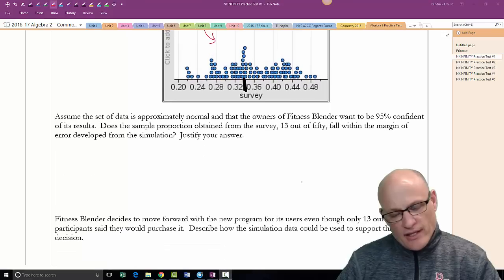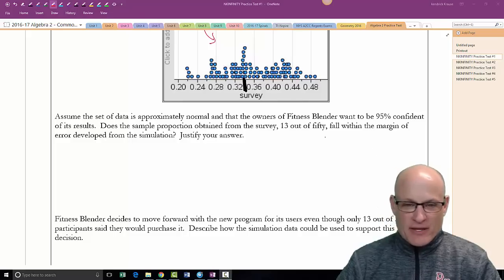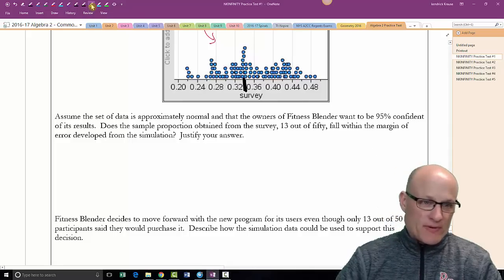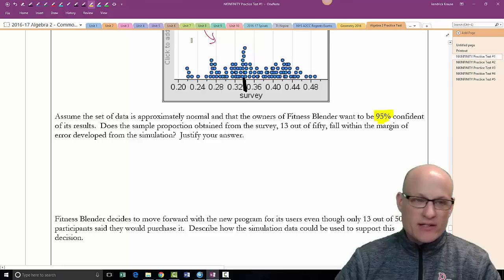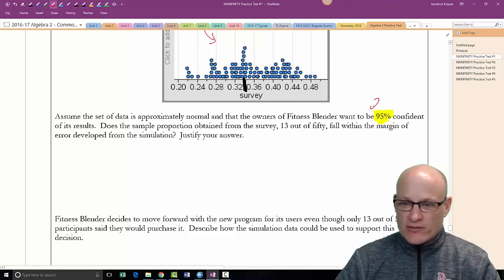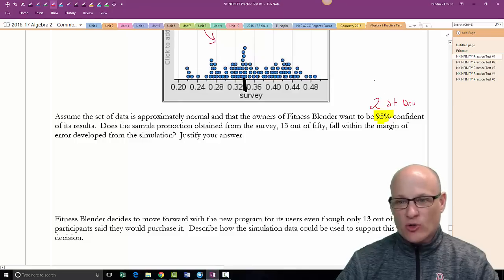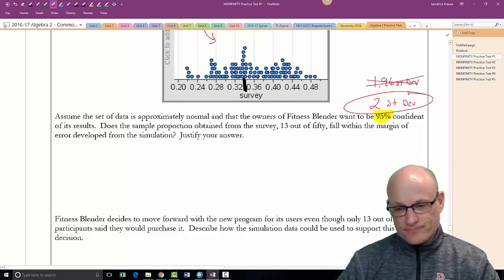So, here's some things I'm not really a big fan of. First of all, they oversimplify things, and that is 95%. They want you to use 2 standard deviations. Well, it's not quite 2 standard deviations. If you were in my class, you know it's really 1.96 standard deviations. But for the state, we'll use 2.